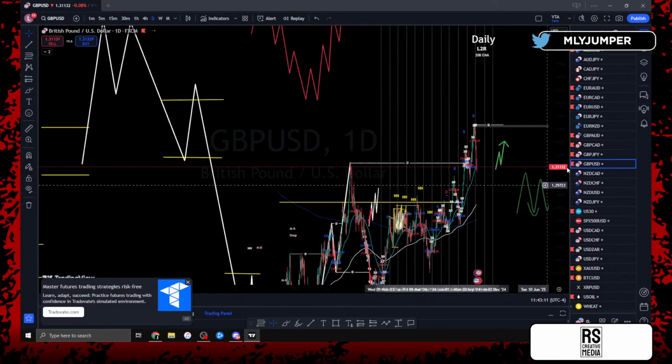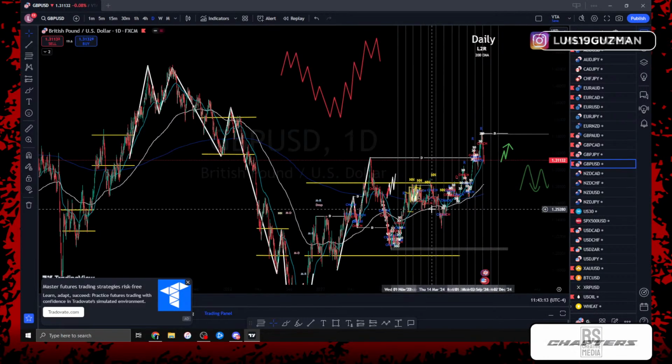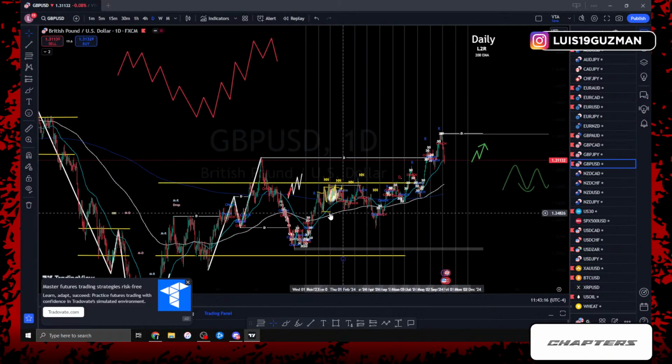GU. We know we're in V1. We're in the first zone of consolidation, looking for that second push to the top side. So GU is also very nice.